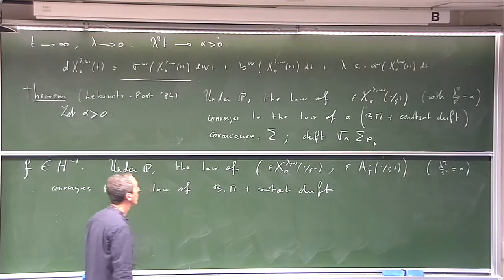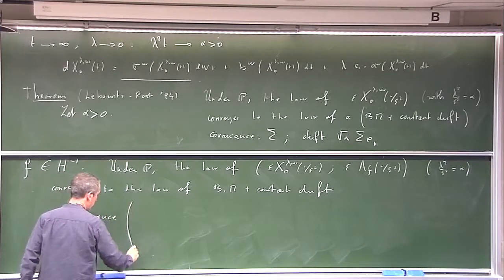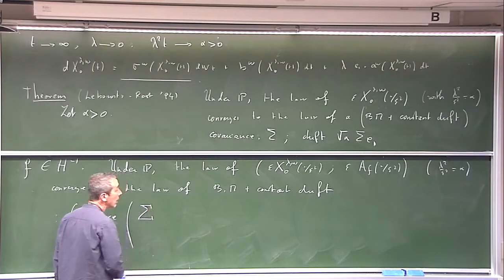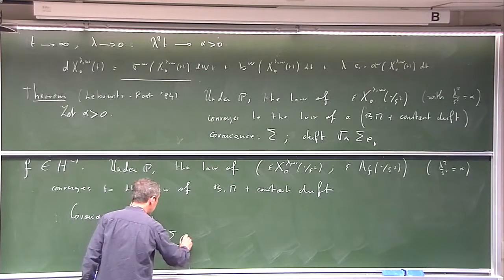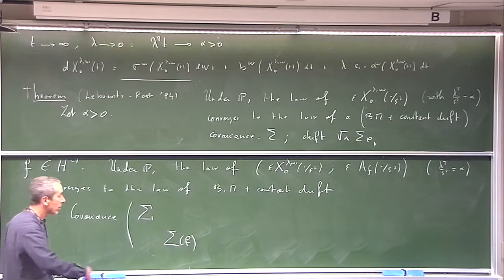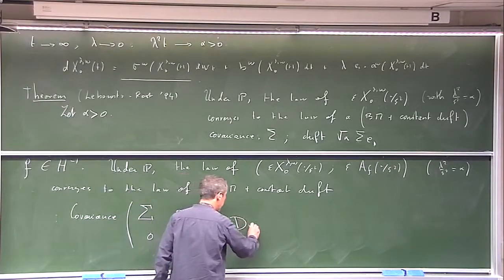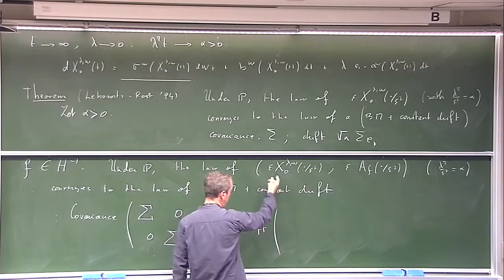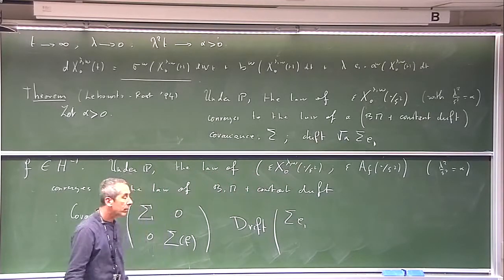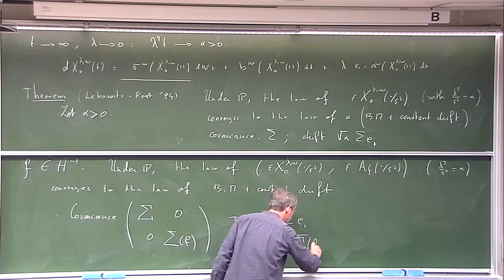And now we need to express the covariance and the drift. The covariance is like this. You have the covariance sigma for the first component. The second component has some variance, sigma of f, which we saw is the H minus 1 norm. And the other terms vanish once again because we have an antisymmetric and a symmetric additive function. Okay? And you also have the drift term. The drift term of x is what it was before, sigma e1. And here we get something, let us call it gamma bar of f.